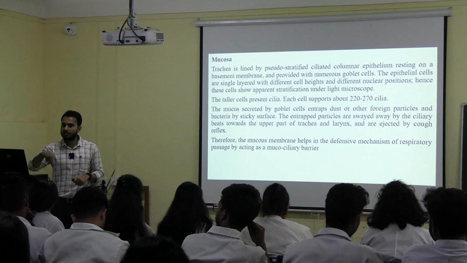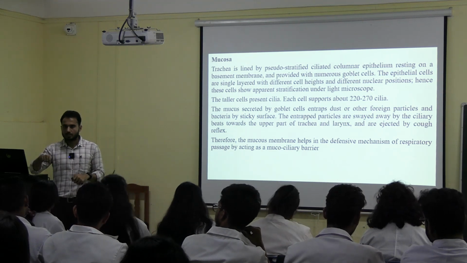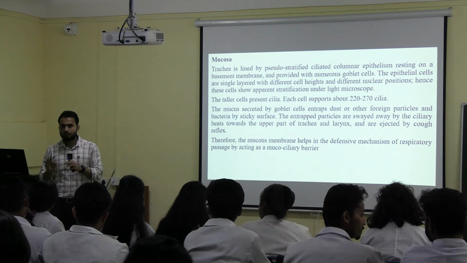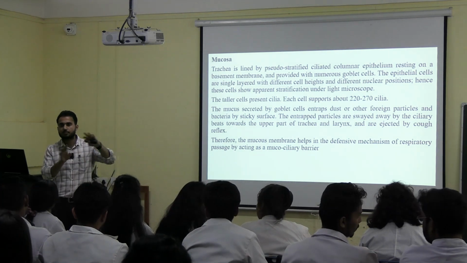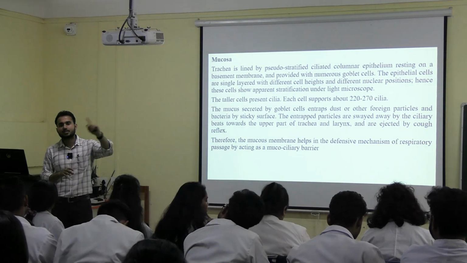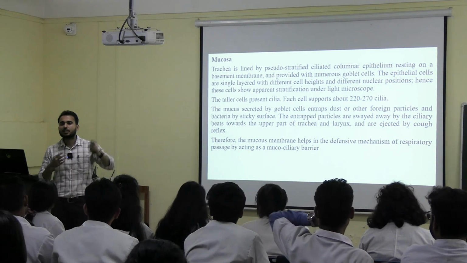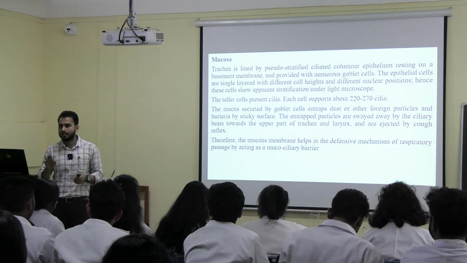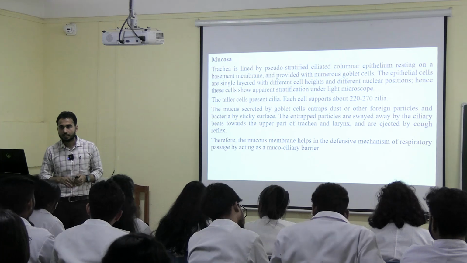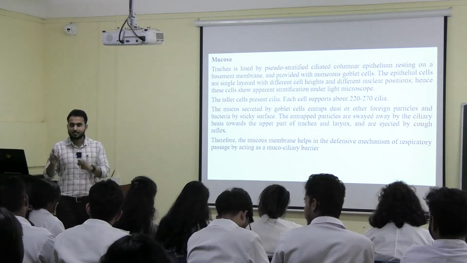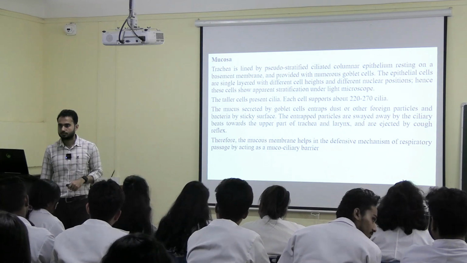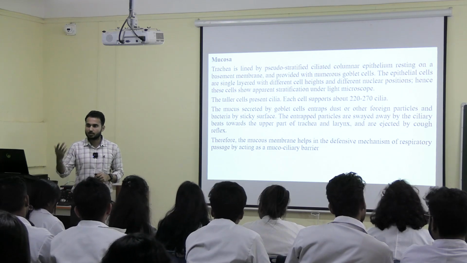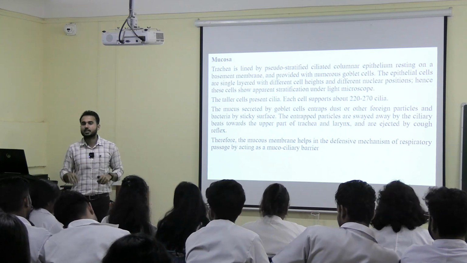Any foreign material that goes inside will first be entrapped by the mucus secreting cells. Then because of the beating of the cilia in a particular direction, towards the larynx, the person can cough and spit it out. That's why the cilia are present, and ciliary movement is very important. In chronic smokers, this beating is affected. A person smoking regularly for a longer period of time, this beating is affected.